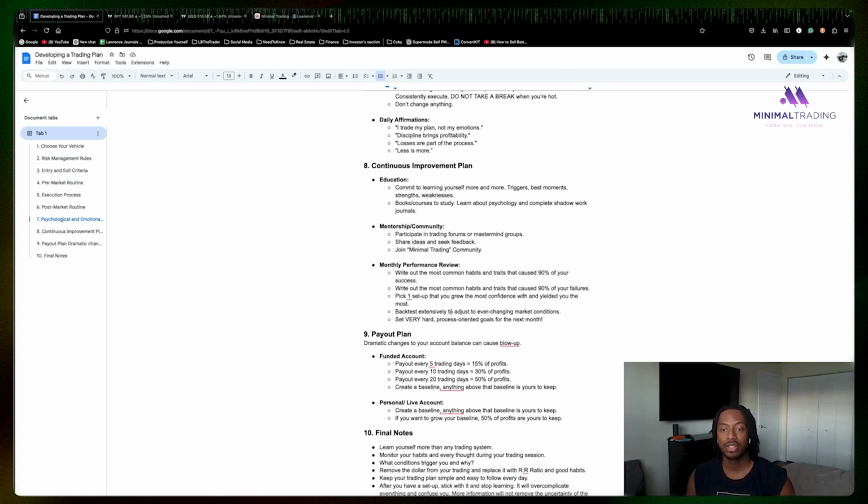Backtest extensively to adjust to the ever-changing market conditions. So the thing about trading is market conditions always change and nobody ever tells you when. It doesn't give you a heads up. So the best way to stay in tune with those market changes is to continue to backtest. All right. So backtest extensively, backtest regularly. Not only will you be up to date with market conditions, but your execution, and you will actually get a better eye for the charts.